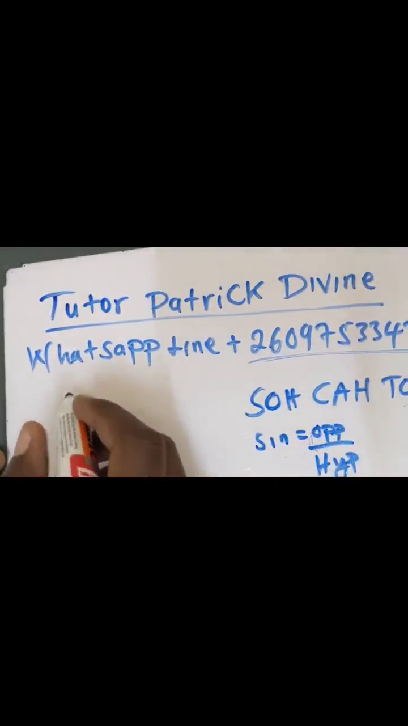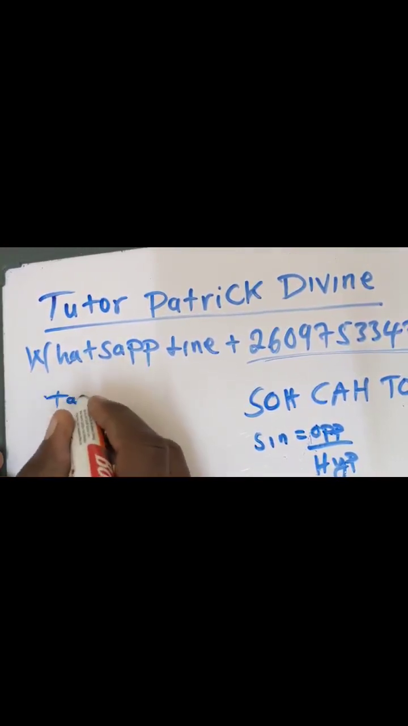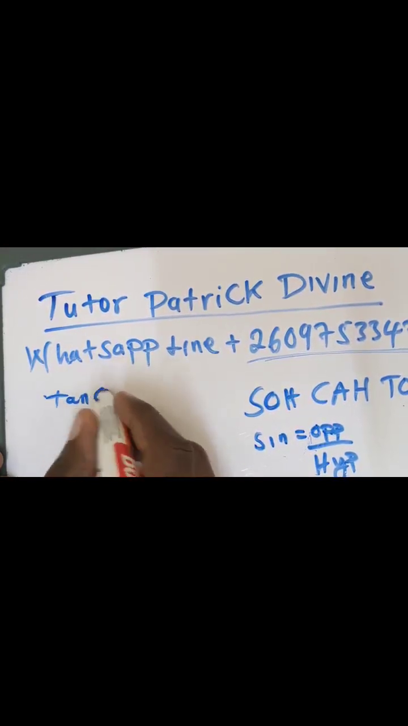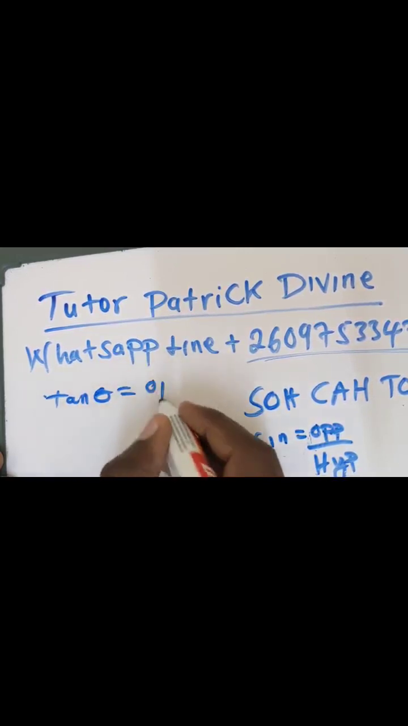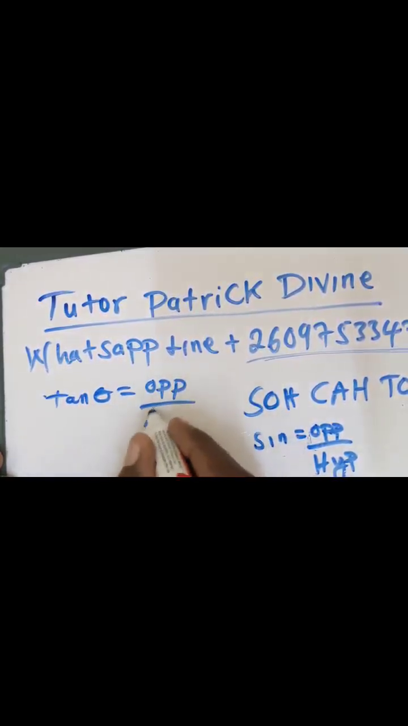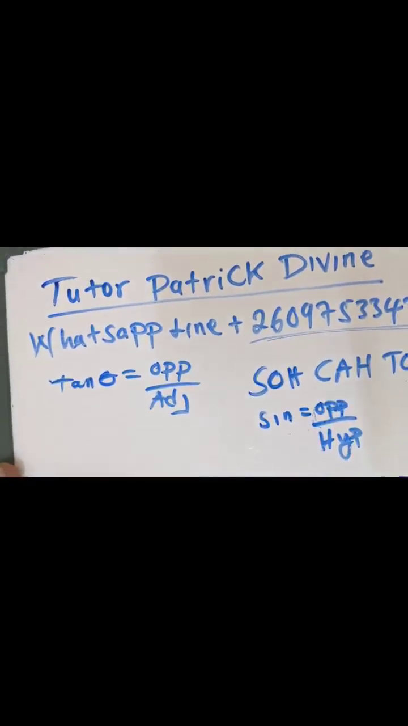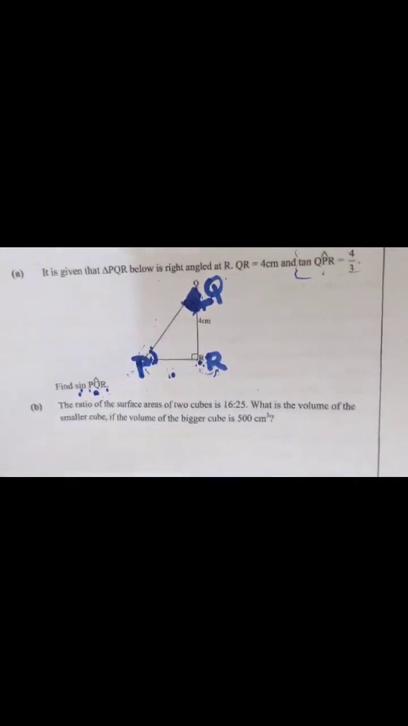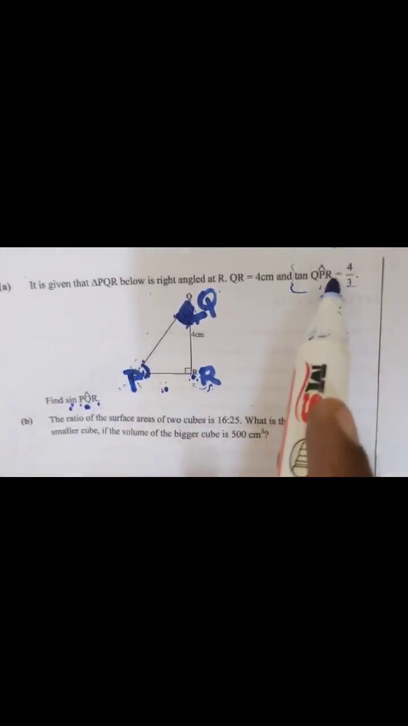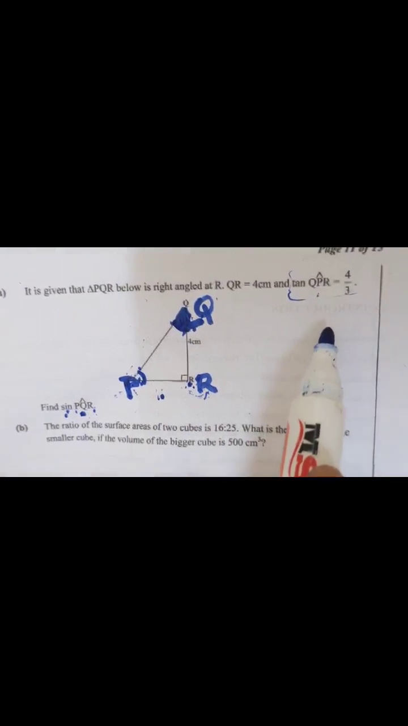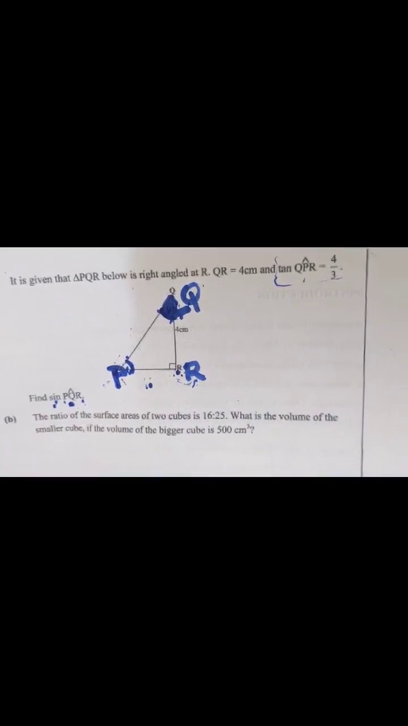Okay, so we are saying that tan theta is equal to opposite over adjacent. I want you to pay attention. Opposite over adjacent there. Okay, so now they are saying that right here, tan PQR is equal to 4 over 3. Tan PQR is equal to what? 4 over 3.